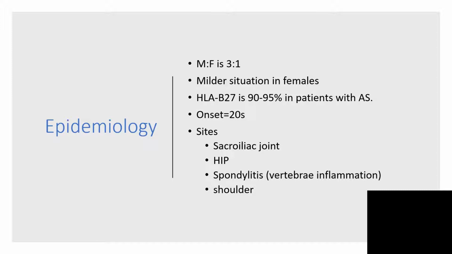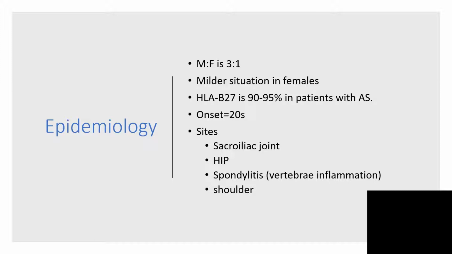Epidemiologically, more males will be affected than females at the ratio of 3 to 1 respectively. It is milder in females, even though they are less affected, so they are pretty lucky. HLA-B27 is present in about 90 to 95% of the affected individuals.